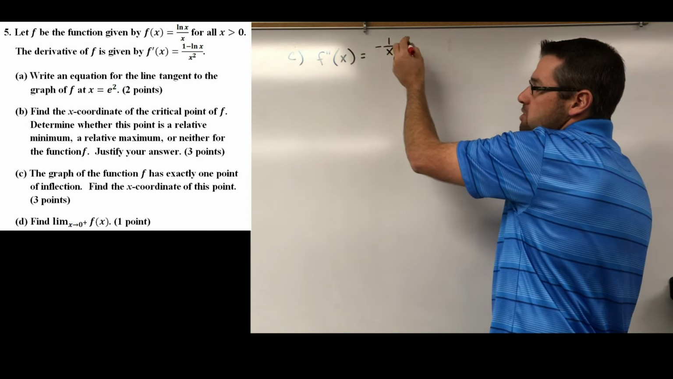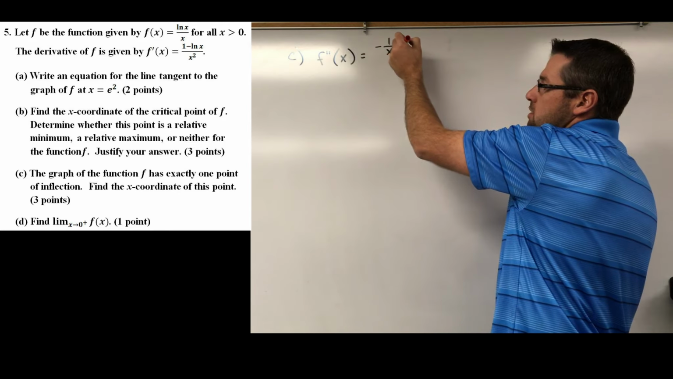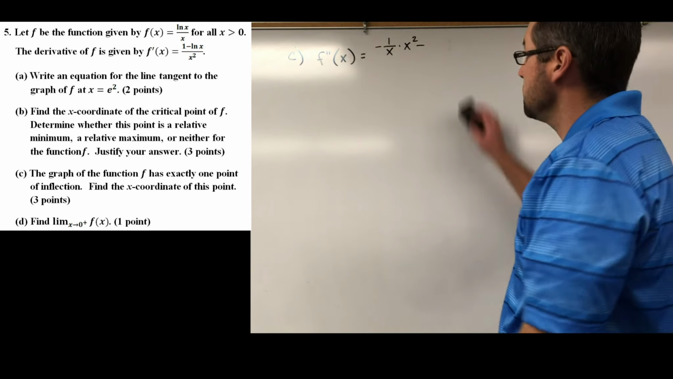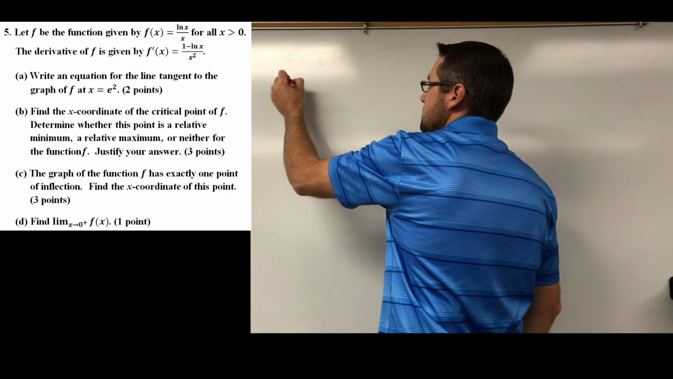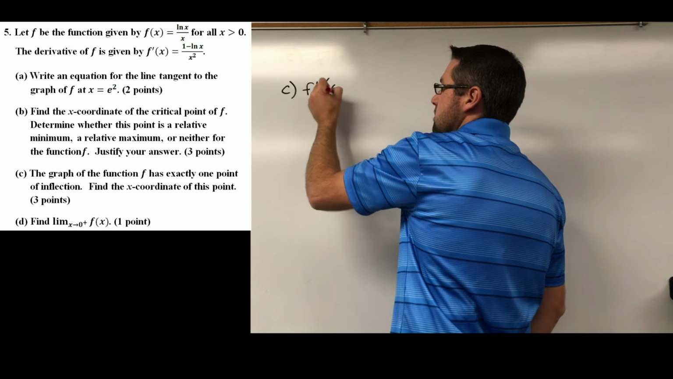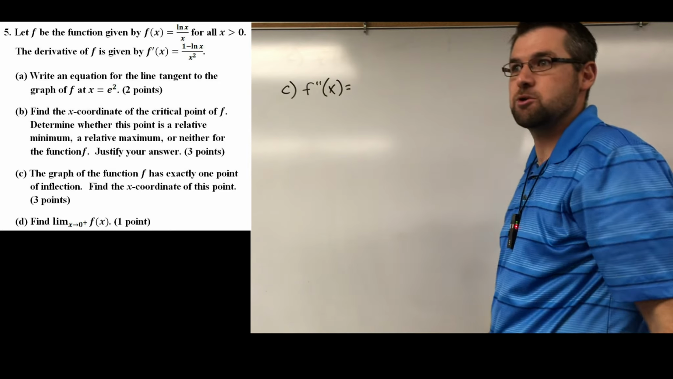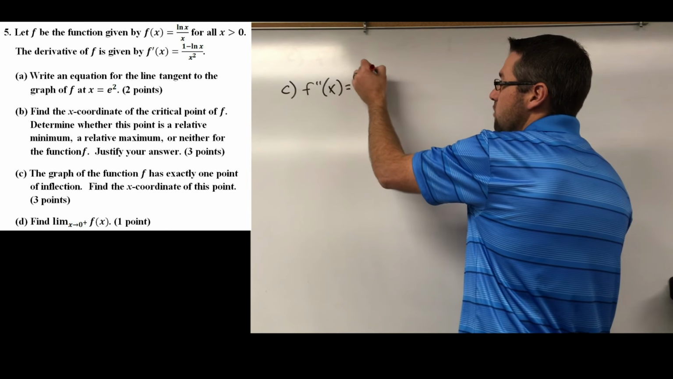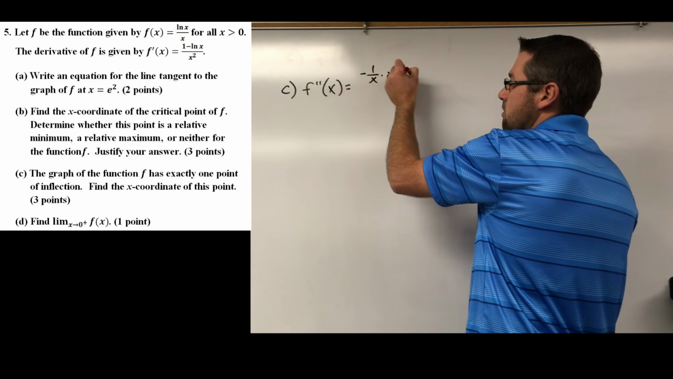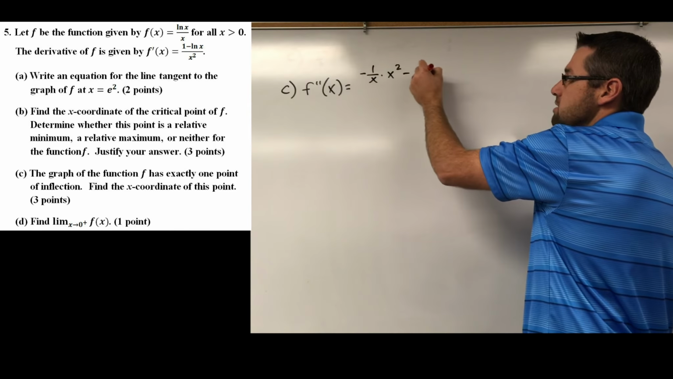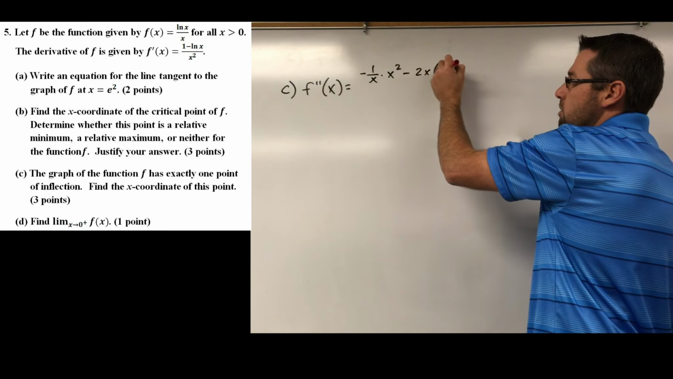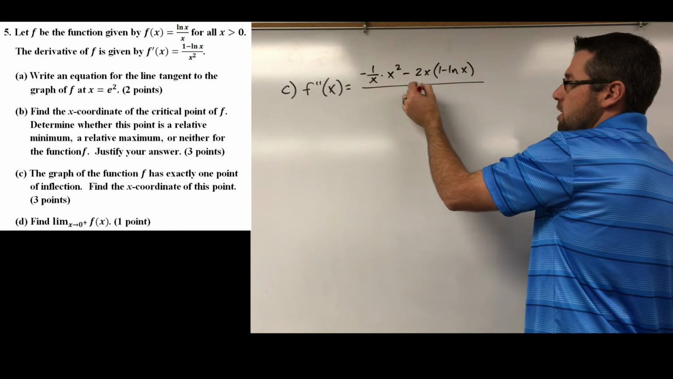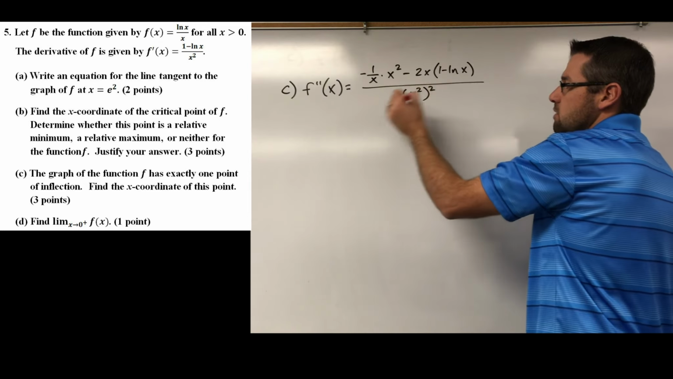Negative 1 over x times the bottom minus, let me do this, sorry, because I don't think the camera can see it, that's why. Well, I wouldn't want you to go home and try and study and then everything that we're saying is not there. So negative 1 over x times x squared minus 2x times 1 minus natural log of x all over x squared squared. I'll write it down just for the heck of it.